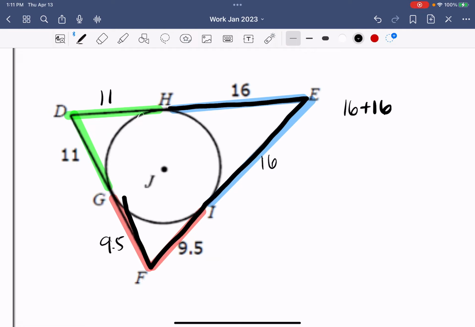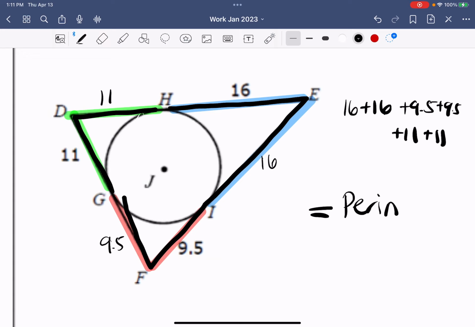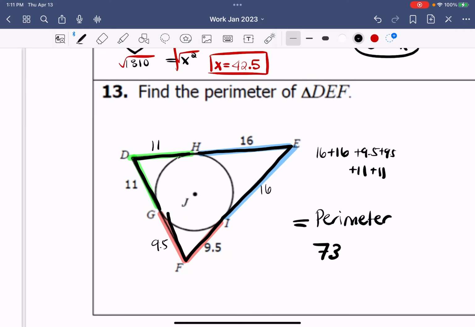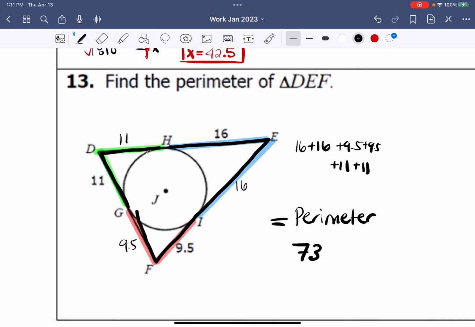9.5 plus 9.5. And then I'm gonna add 11 plus 11. You add them all up and then you'll have perimeter. And I got 73. And there you go, that's my perimeter of the triangle on the outside.